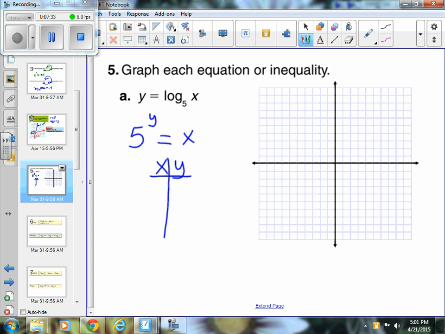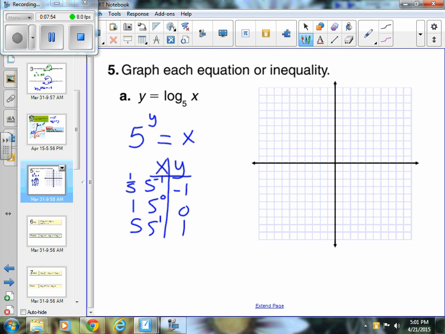Otherwise, I'm just going to think of it as, I'm going to plug in the numbers for y. That would be a lot easier to do. So I'm going to substitute in numbers for y, because when I plug them in, it's going to be faster to deal with. So 5 to the negative first, that would be 1/5. 5 to the 0, that would be 1. And then 5 to the first, that would be 5. And go ahead and plot those points.